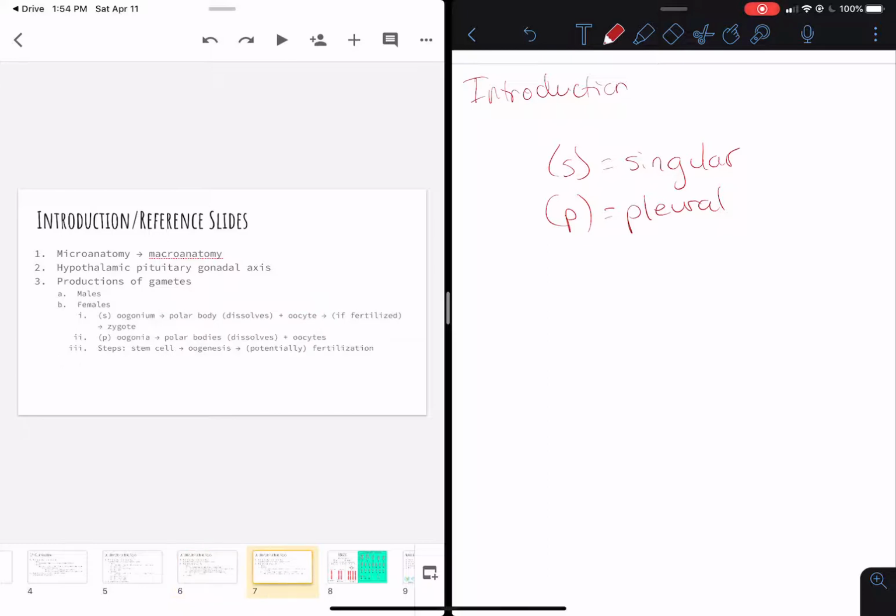For females, singular, we start with oogonium. Those become polar bodies and oocytes. The polar bodies dissolve. The oocytes could be fertilized, and if they do get fertilized, then they turn into zygotes. Plural forms: oogonia, polar bodies, oocytes. The steps: oogonia are the stem cells. Those go through oogenesis to become polar bodies and oocytes. And then if an oocyte gets fertilized by a sperm cell, then they go through fertilization and they finish becoming fully matured eggs.